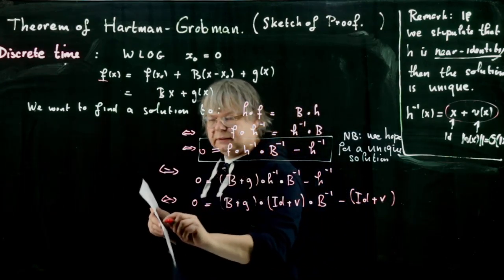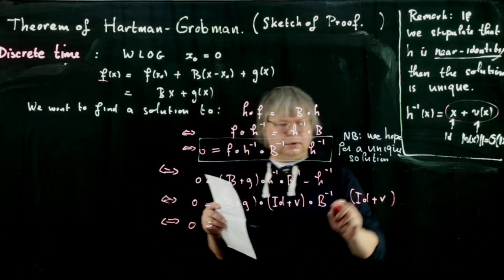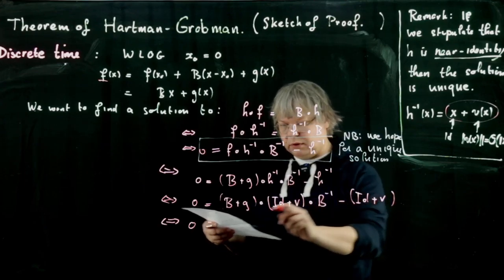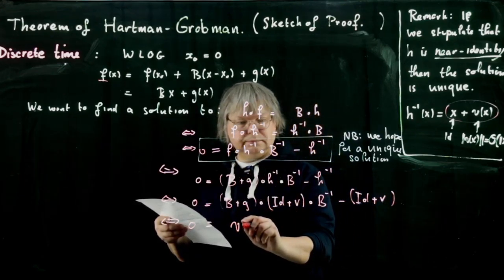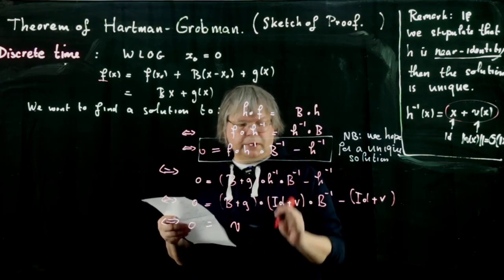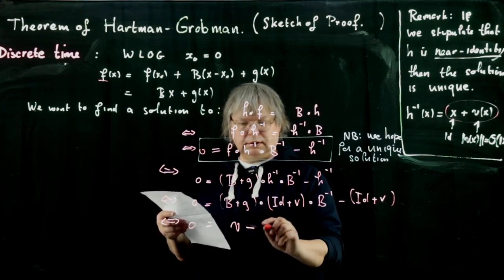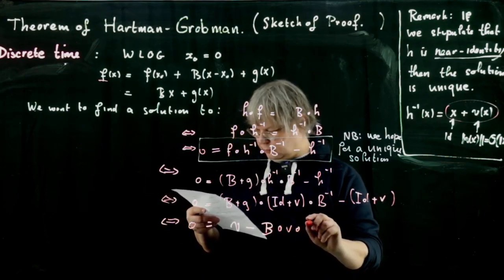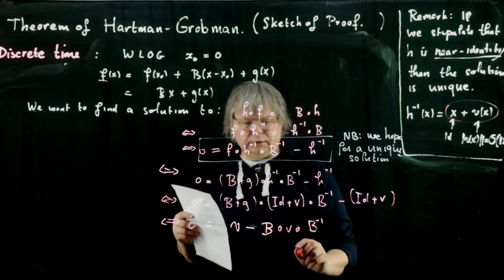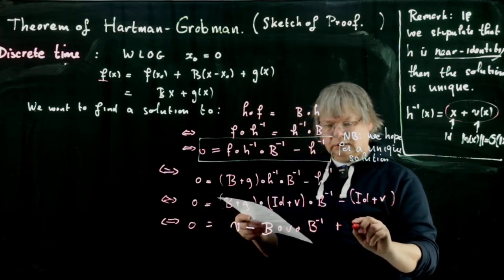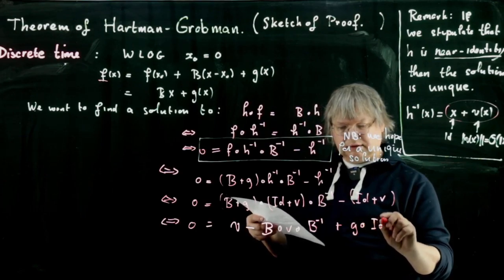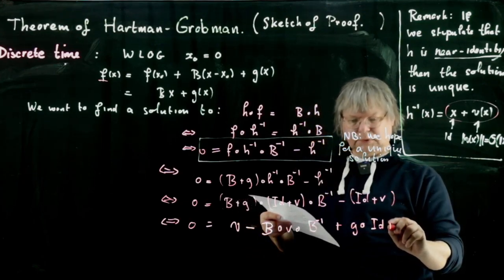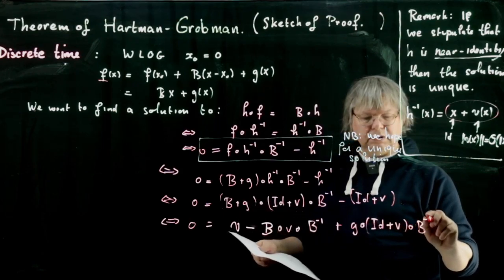Okay, so now I want to rewrite this still a bit. What I'm going to put apart is that. I want the V, and I want this here. I'm multiplying the whole thing with minus 1, and then I get B composed with V composed with B inverse, plus G composed with the identity, plus V composed with B inverse.